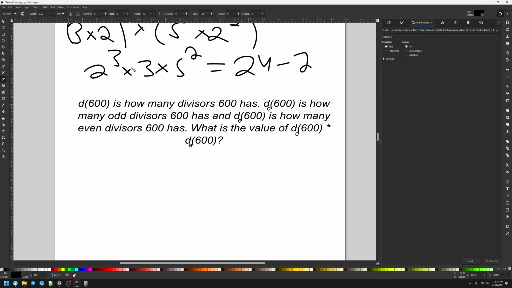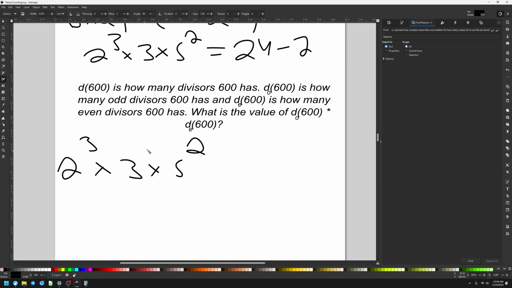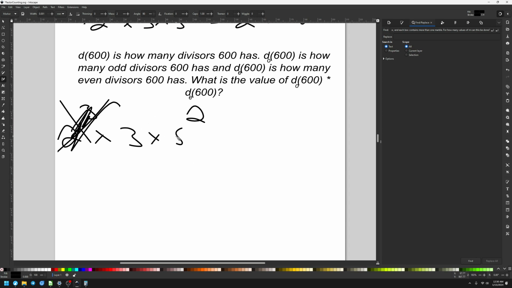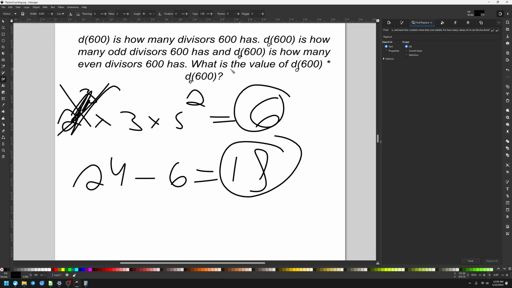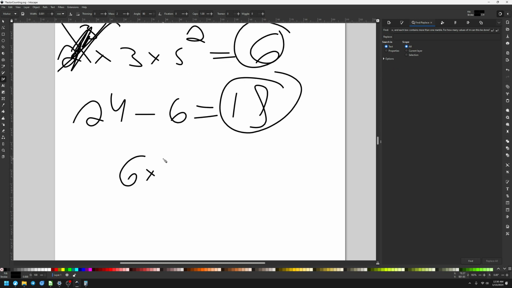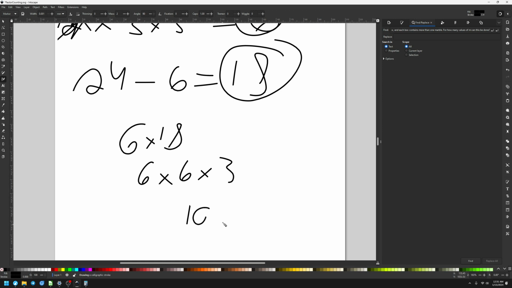Okay, so for 600, let's go back to the original prime factorization. That was 2 cubed times 3 times 5 squared. And to find the odd divisors, we can just ignore the even part and only count the odds. So this is going to be 3 to the 1 times 5 to the 2. That's going to be 2 times 3. So there's 6 odd divisors. And if we want to find the number of even divisors, then we just subtract this from the total number. So we had originally 24 divisors. Let's subtract 6. That means there's 18 even divisors. And the problem asks us to multiply these, so it's going to be 6 times 18, or to do it more quickly, 6 times 6 times 3, which is 36 times 3, which is 108. Our answer is 108.